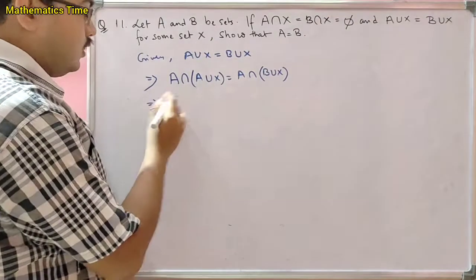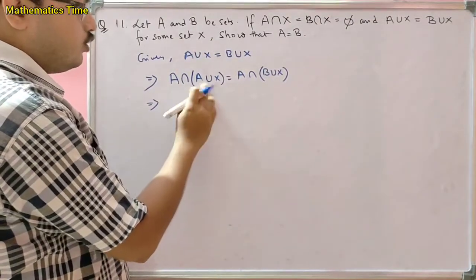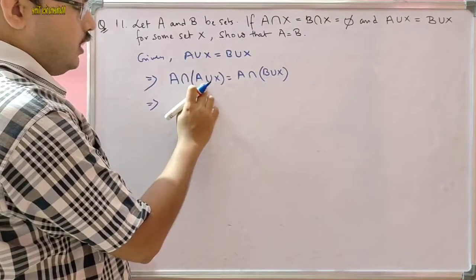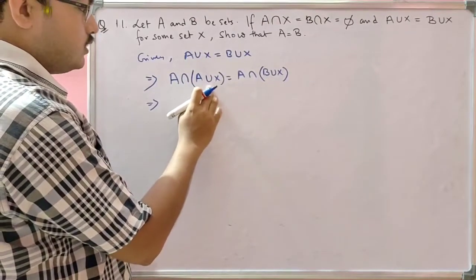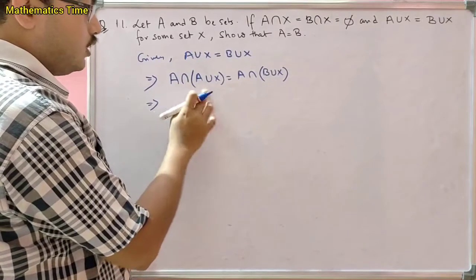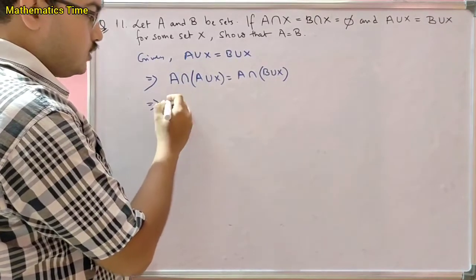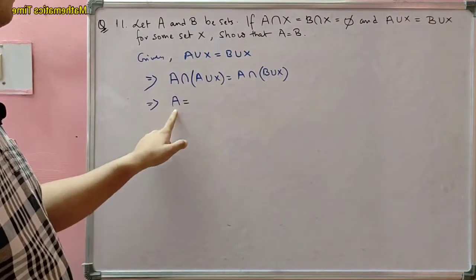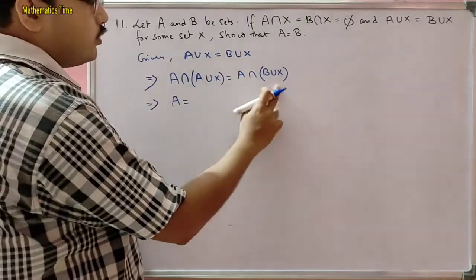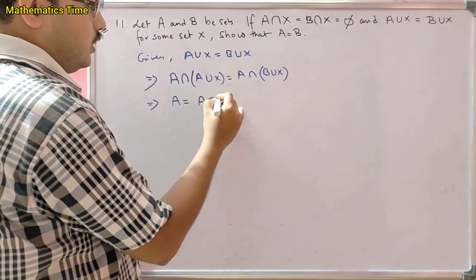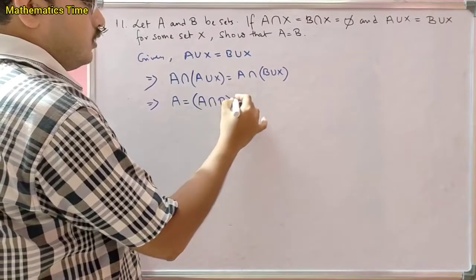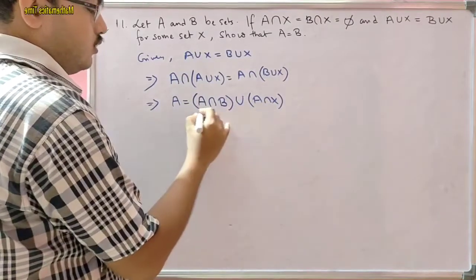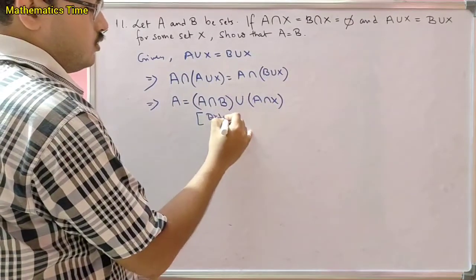Now A union X means both the elements of A and X. Okay, all the elements of A and X. We are taking the sets. If we take intersection with A, the result will be A. The common element between A union X and A is A. Okay, now we are using distributive law here, that is (A intersection B) union (A intersection X). What is this? This is distributive law.